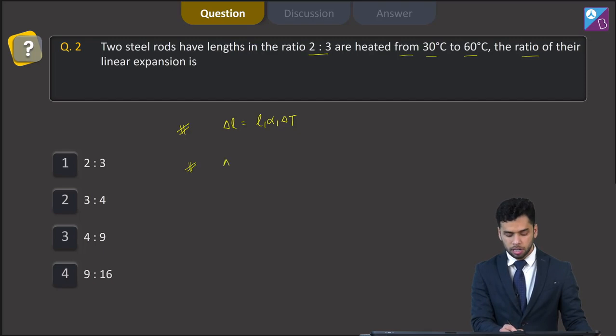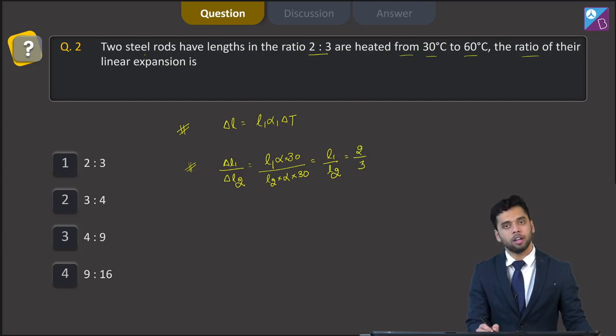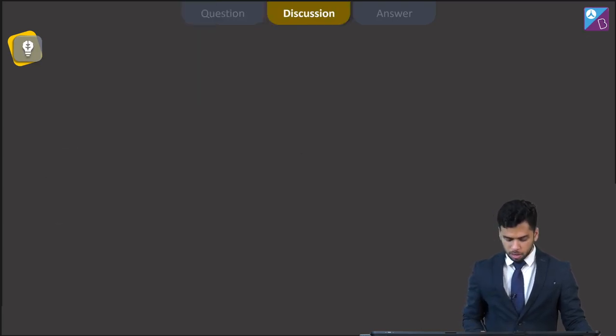So I can write delta L1 over delta L2 to be equal to L1 alpha delta T. In place of delta T, the change is 30 degrees Celsius, so I can write it to be equal to 30. For the second rod, the length is L2, and the coefficient of thermal expansion will be alpha only because the material is the same, that is, both are made up of steel. So L2 into alpha, with the temperature difference remaining the same, so the ratio comes out to be equal to L1 by L2, that is 2 upon 3 as per the data given in the question. So the correct answer becomes option 1, which has been verified by the answer slide as well.